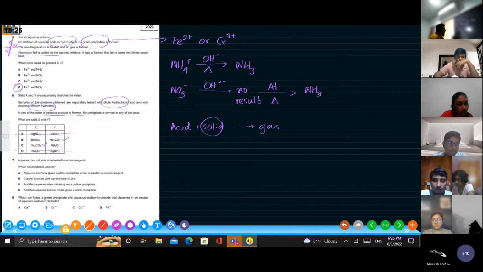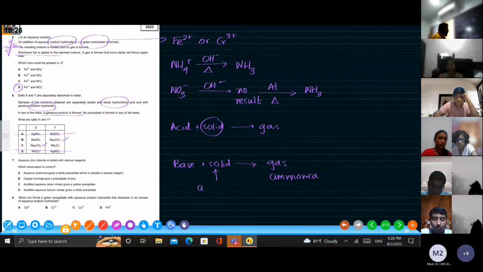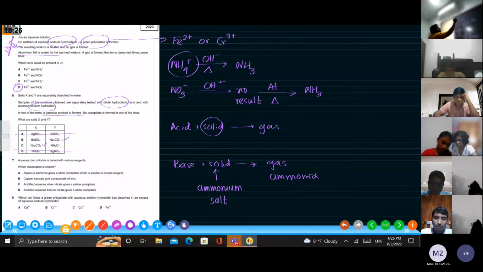Then when you add a base to a solid, if you get a gas, there is only one way, that is ammonia. So in order to get ammonia, a base gives a gas, must be ammonia, right? There is one rare case. Let me ask that after teaching you. So then this solid should be ammonium salt. Then the ammonium salt reacts with hydroxide to give ammonia gas.